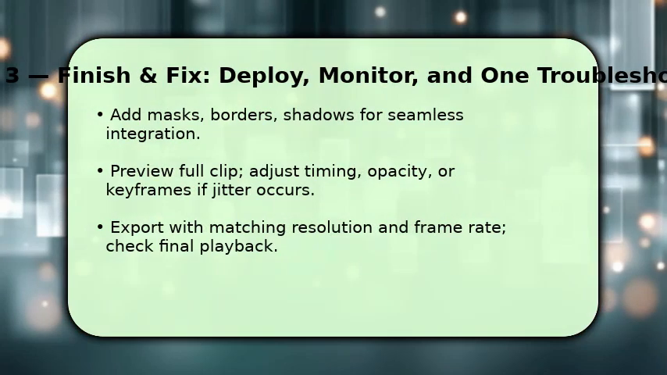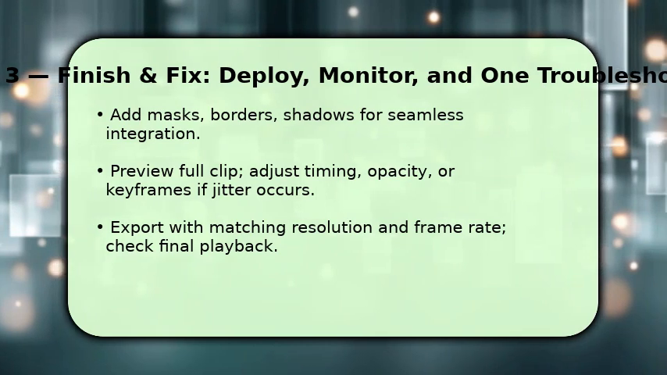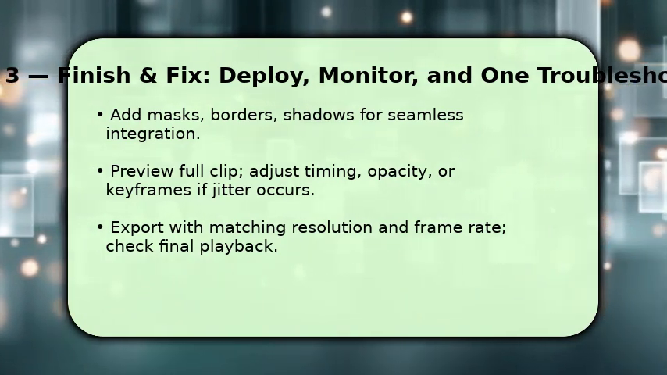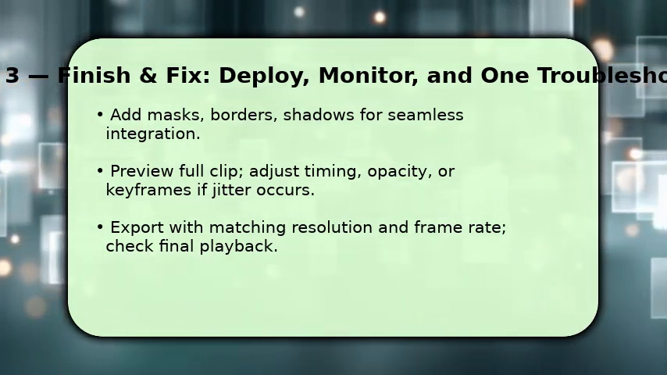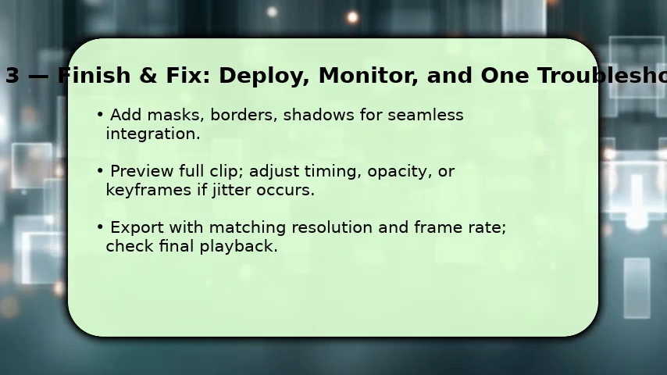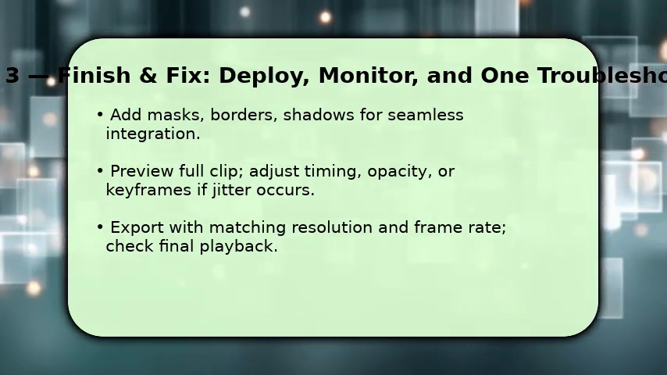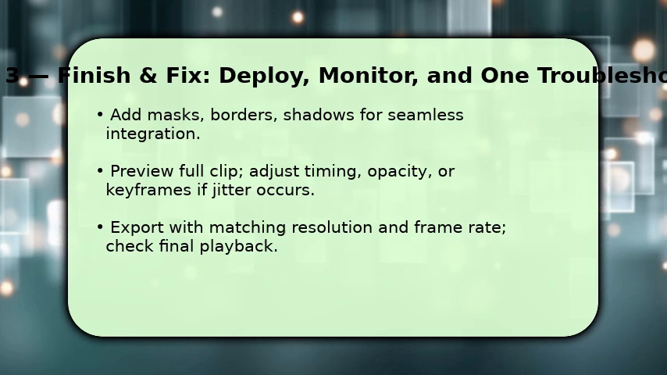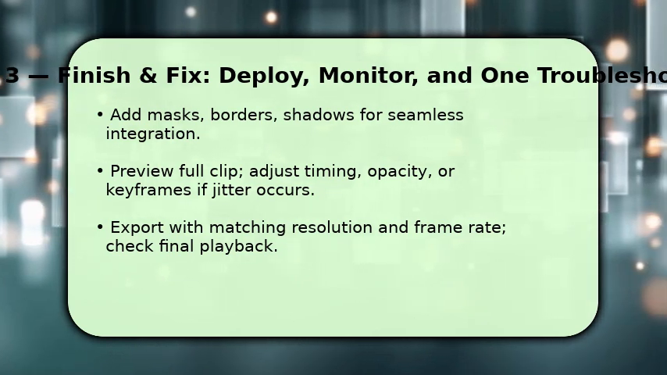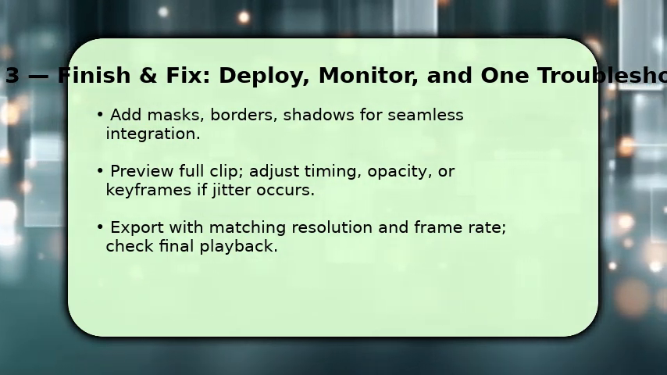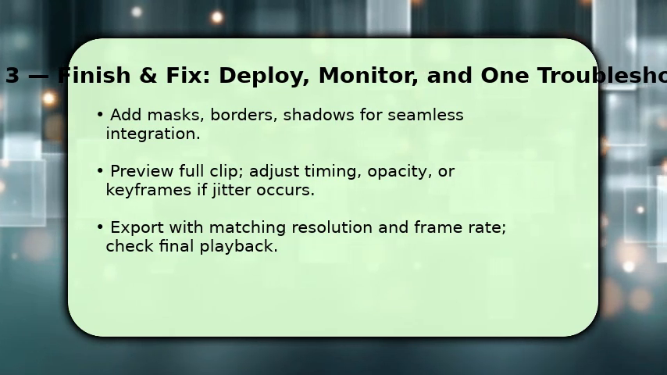Finish by polishing. Apply masks to remove hard edges, add a subtle shadow or border so the picture reads as part of the scene, and confirm color matches using filters or adjust. Once you preview the full timeline, make sure timing and keyframe easing are smooth. If the picture jitters, ease keyframes or increase frame overlap.